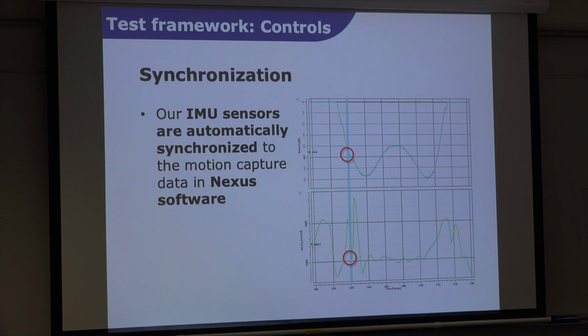It's also important to note that the IMU sensors that we used for the study are automatically synchronized to the motion capture within the Nexus software. So if you look here on the graph, the red circle is the peak tibial acceleration, which is characterized by the peak acceleration just before the deceleration. The graph is inverted, just for anyone. That corresponds to the ground reaction force at heel strike, which is usually characterized by a little notch before the two humps.